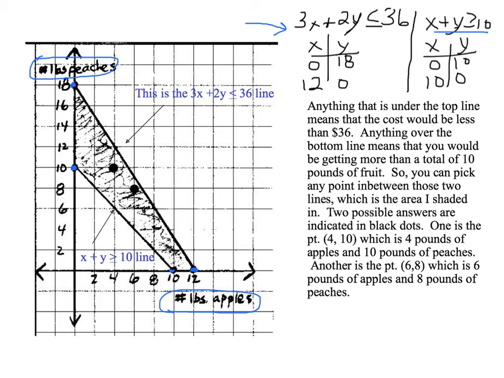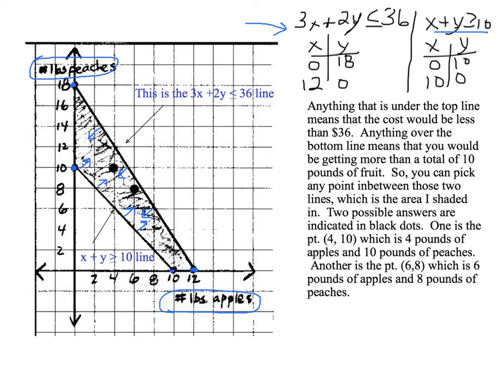Anything that's under the top line means that the cost would be less than $36. So I know anything to this side is going to be less than $36 because the line itself is the $36 line. And at the same time, anything that's over the bottom line means that I would be getting a total of more than 10 pounds of fruit. So I can pick any point in between these two lines, which is the area that I shaded in.